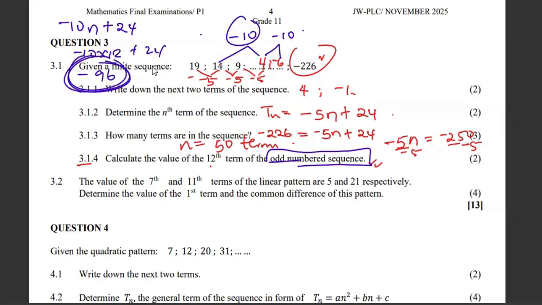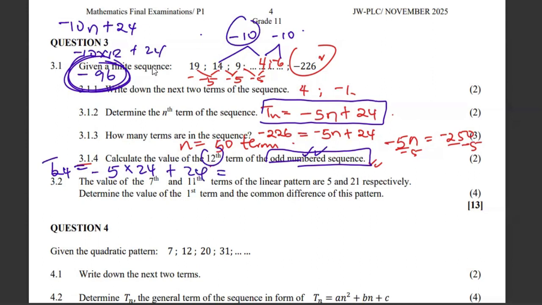Now, alternatively, if you're to use the general term that we found, we know that the 12th term of the odd numbered is going to be like the 24th term. So if I find the 24th term of this pattern, negative 5 times 24 plus 24, it gives me negative 96. Why is it the 24th? Because this is in between, which means you have the odd and even. So the 12th term will be in position number 24.